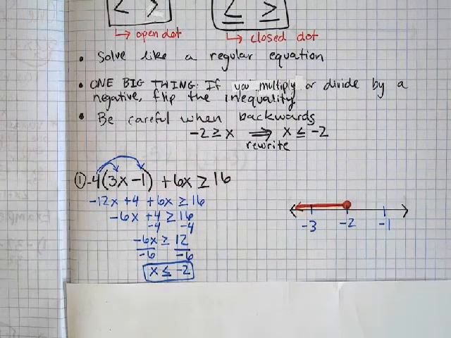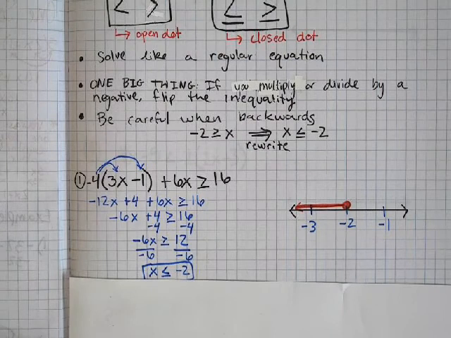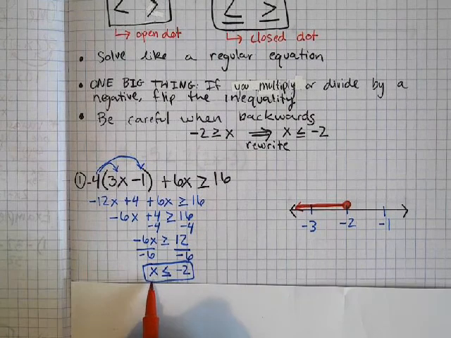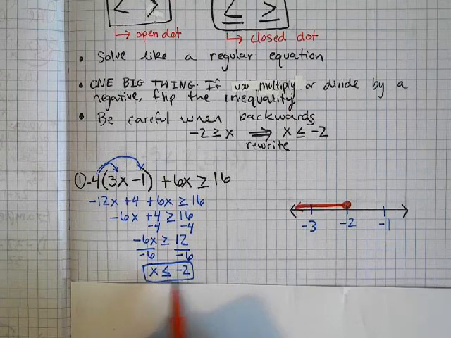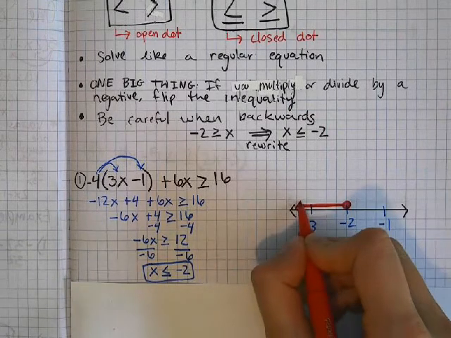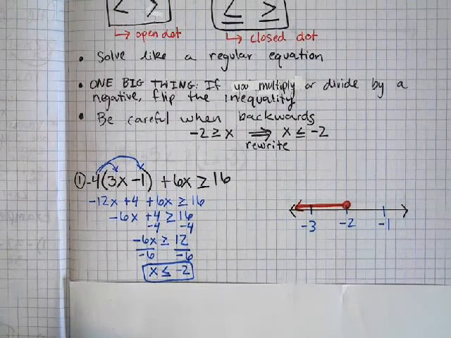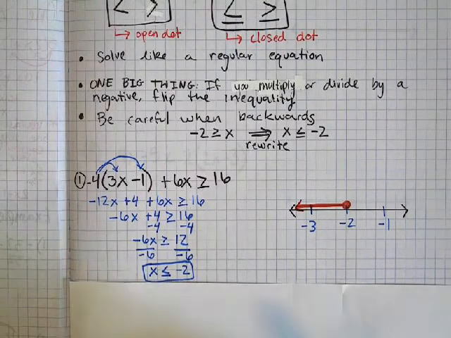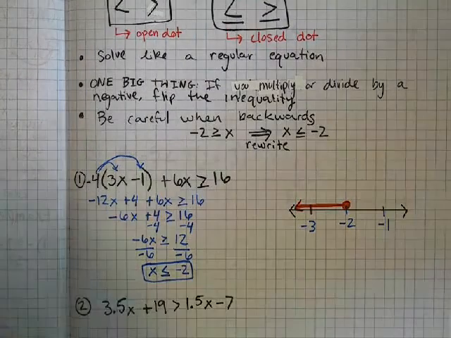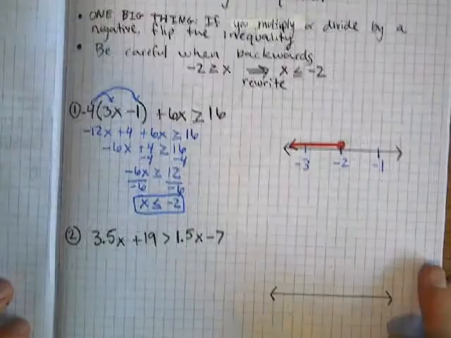Okay, because these numbers are less than -2. And another little hint is if you have it written with the variable first, whatever direction your inequality sign is, that's the way your arrow is going to point. But that's only if your variable is first. All right, so let's do another example.